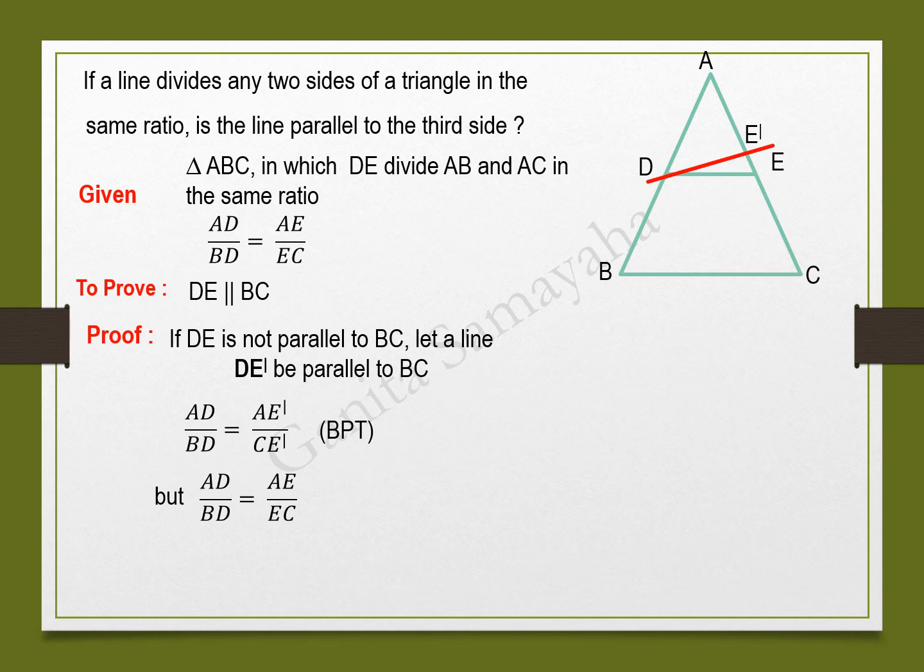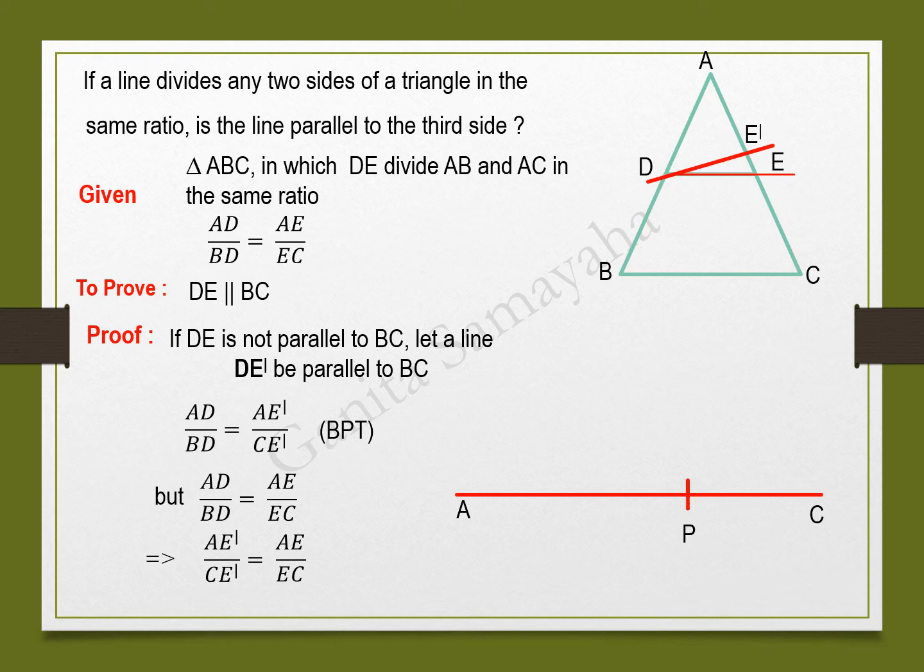Okay. So what can we conclude now, children? The left hand sides are equal means the right hand side must be equal. So we have AE dash by CE dash equal to AE by EC. Now let us look at the figure now. We have AE by EC equal to AE dash by E dash C. Okay. Now, is it possible for us to have 2 points dividing the same line segment in the same ratio? It is something like this, children.